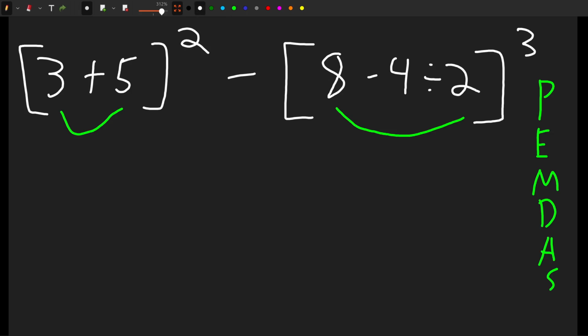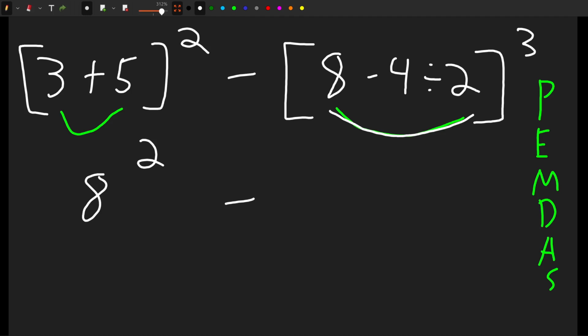But on the inside, I'm going to start with 3 plus 5. 3 plus 5 is 8. And then this whole number is going to be squared. And then on the other side, I have 8 minus 4 divided by 2. Now in this case, since I have subtraction and division, I need to follow the rest of PEMDAS in this little problem here, 8 minus 4 divided by 2.